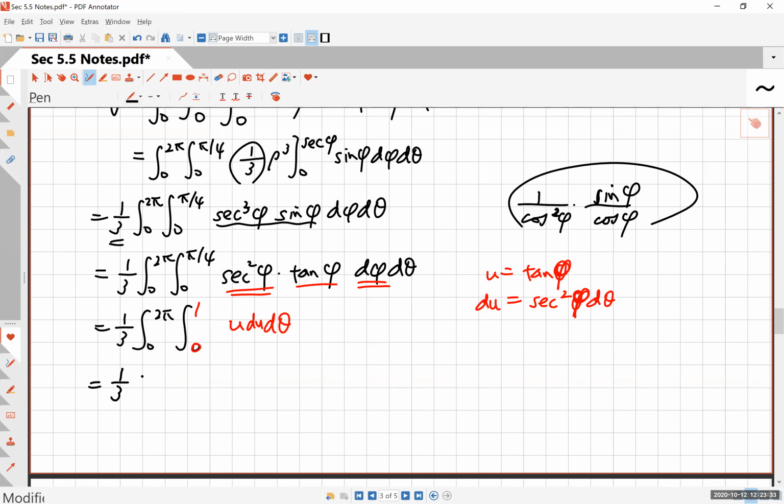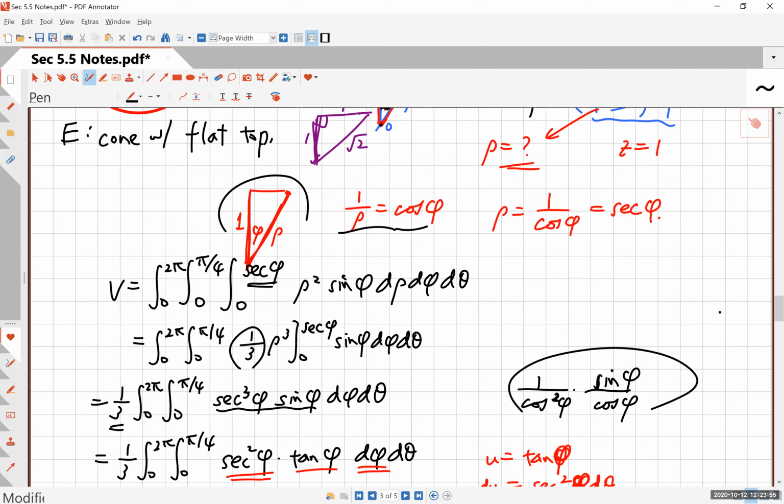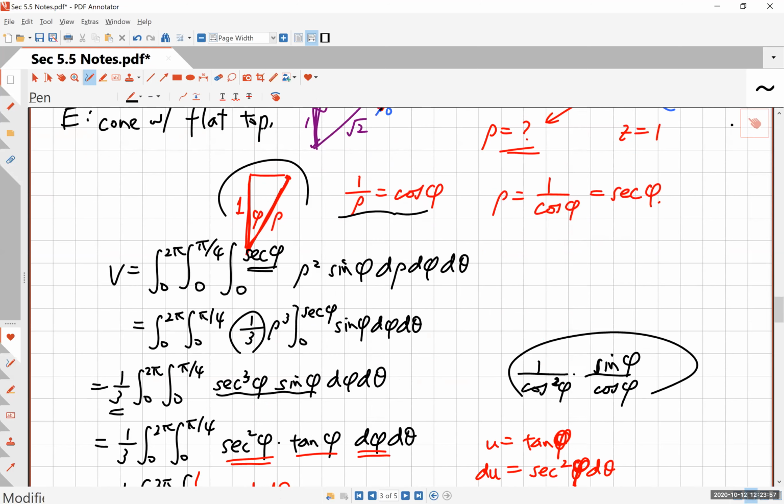This is 1/3 pi over integral from 0 to 2 pi. And then this just becomes u squared over 2, right? And then you integrate from 0 to 1. All right, so this is 1/3 and then 1/2 times 2 pi. And of course, this is just 1/3 pi, or pi over 3, is the answer to the question. That is the volume of this cone with a flat head.